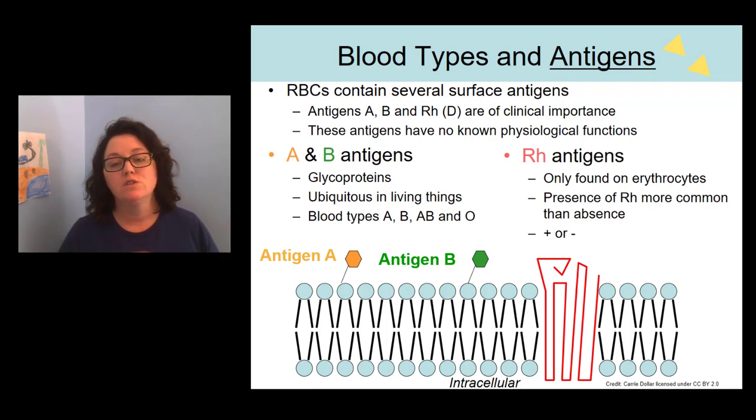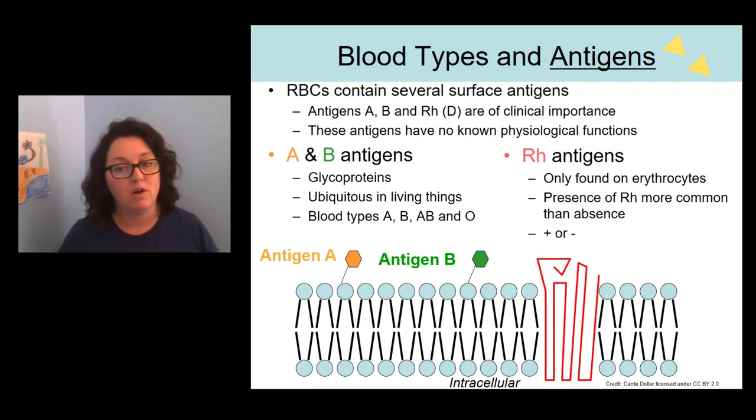Anyways, so this is where the blood types A, B, and O come into play. Blood type A only has antigen A. Blood type B only has antigen B. Blood type AB has both antigens A and B, and blood type O lacks both of them.